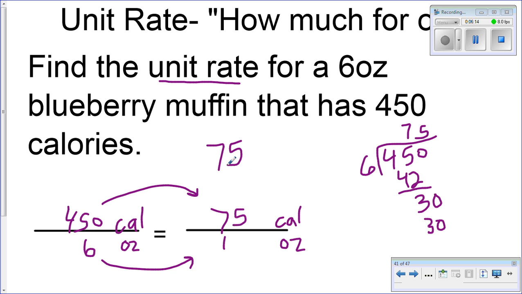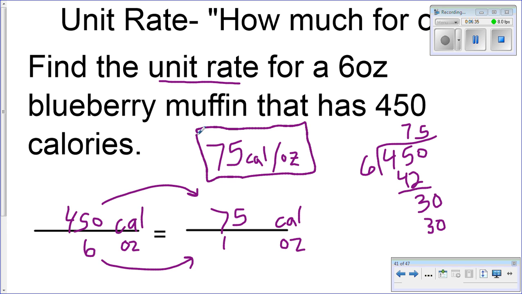So if I broke up my blueberry muffin into 6 parts, there would be 6 equal parts. There would be 75 calories in each part. But if you thought about it the other way around, ounce per calorie, 75 ounces of blueberry muffin is the equivalent to 1 calorie. I could eat blueberry muffins for the rest of my life and not gain a pound. So that would be awesome.